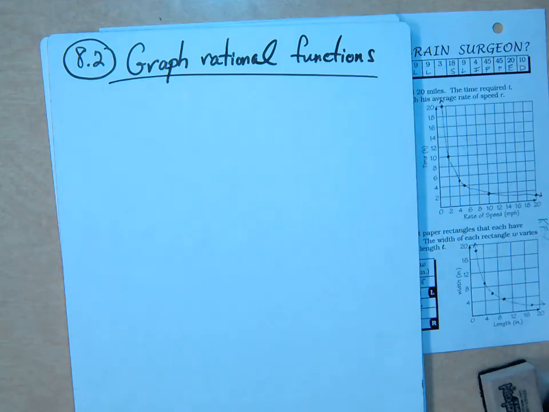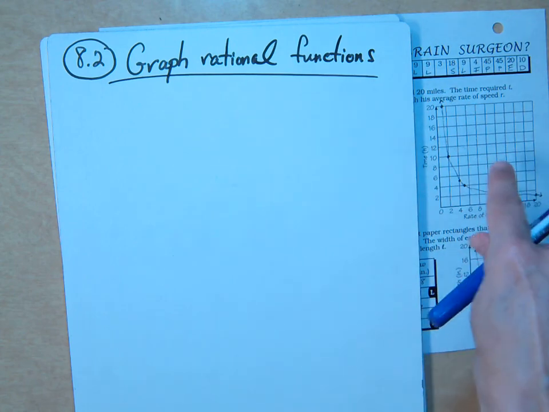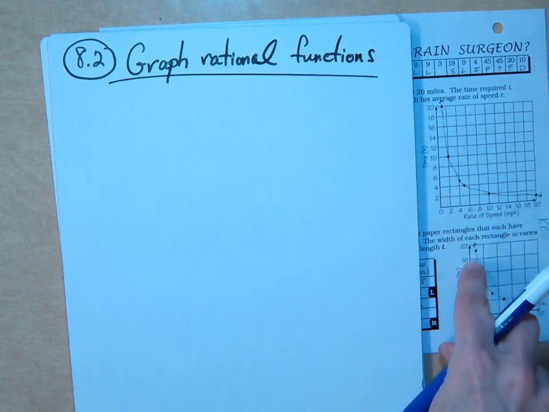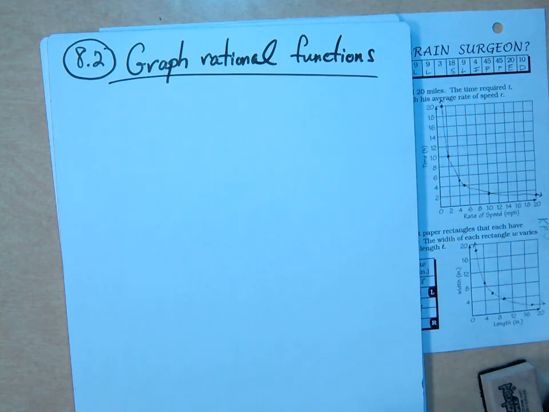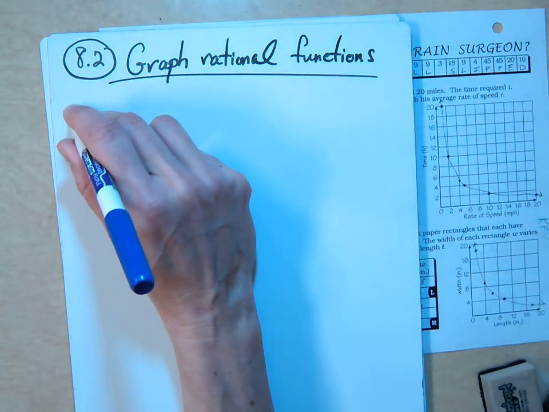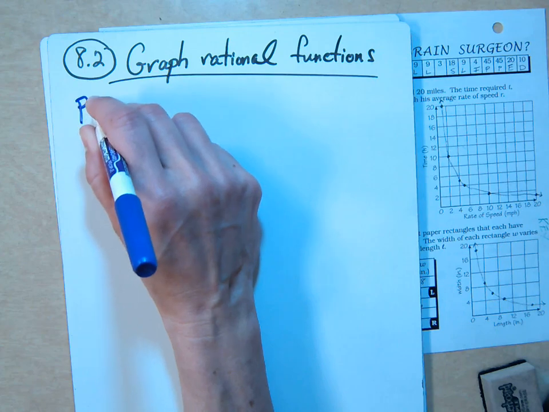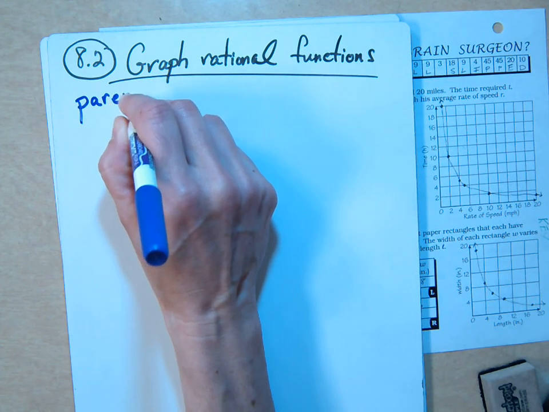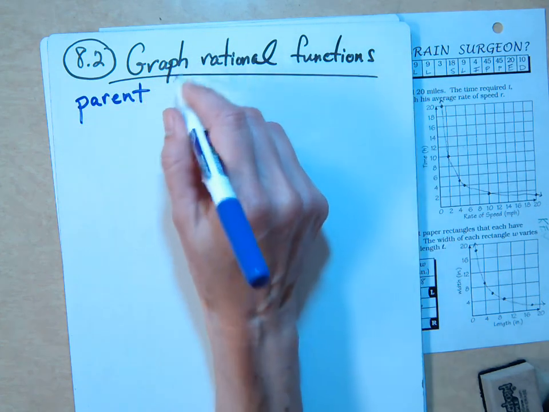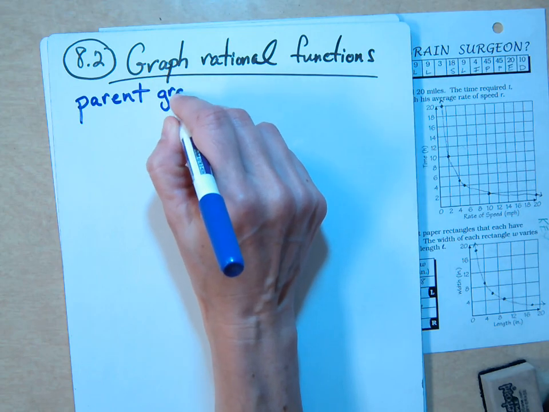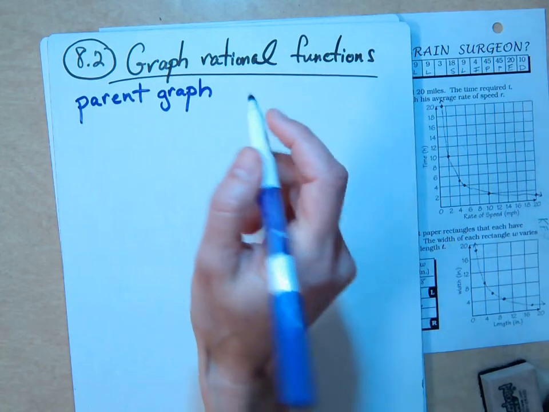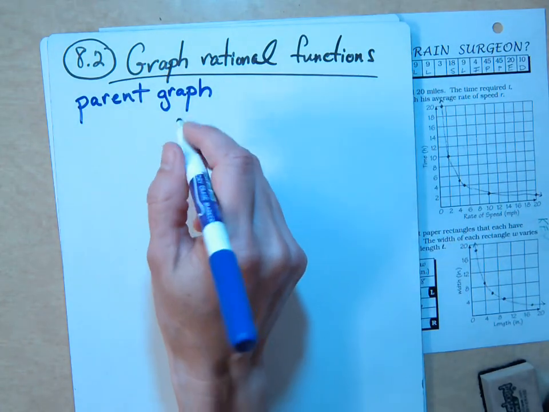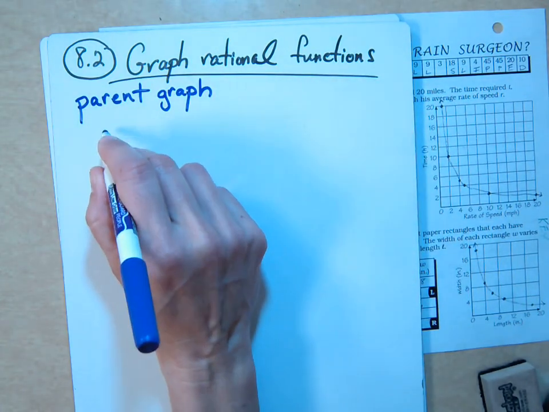So this corresponds to section 8.2, graph rational functions, and this is from previous night's homework, so it sort of has this shape. First we're going to look at the parent graph. Just like with our radical functions, you have a parent graph, and then you can translate. You can move it up, down, right, left. So the parent graph for rational functions looks like this.